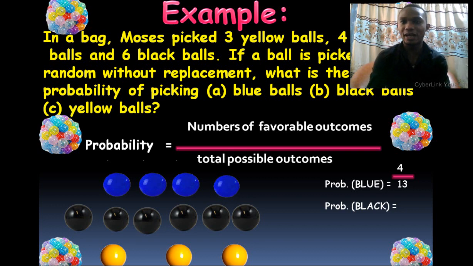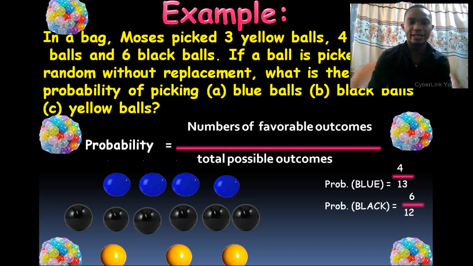Probability of picking black balls. Now doing that, remember what I said, the total number of black balls still remains the same, but the total possible outcome will definitely do what? Reduce by what? By 1. Now what do we do? There's 6, that's the total number of black balls we have there, divided by what? 12. You can see it has reduced, right?